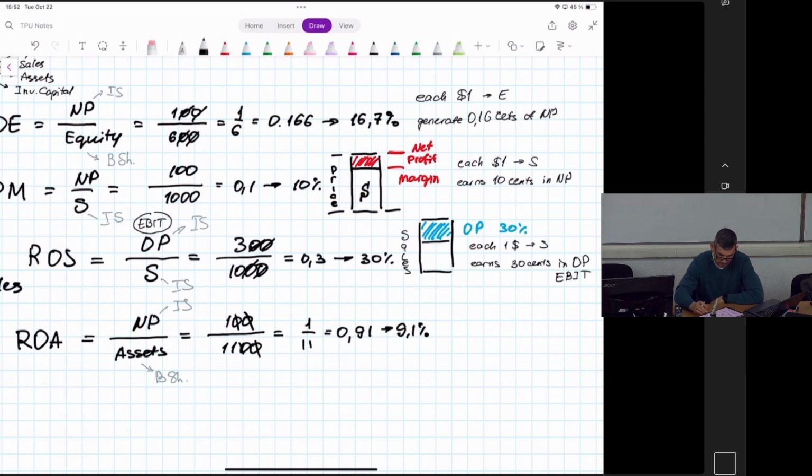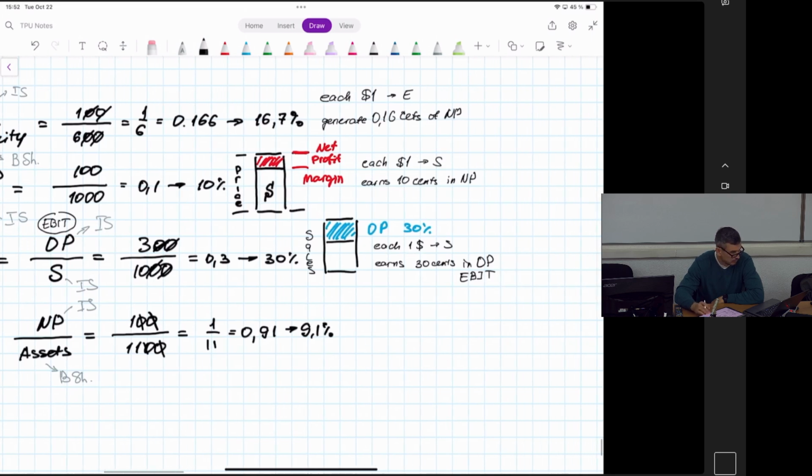Okay, so no, 0.091 probably. Right? I think here we should have... Okay? So 1 divided by 11 should be less than 0.1. Okay? 9.1%.